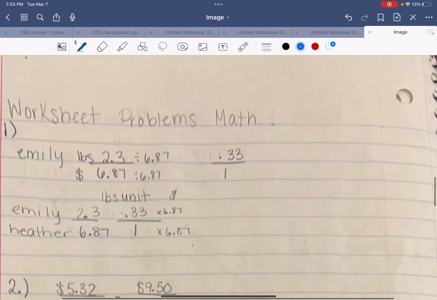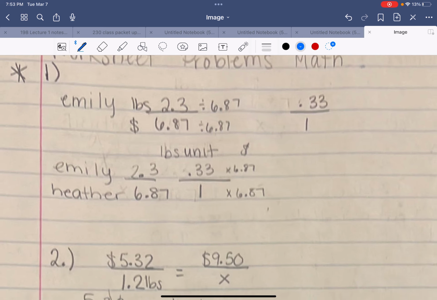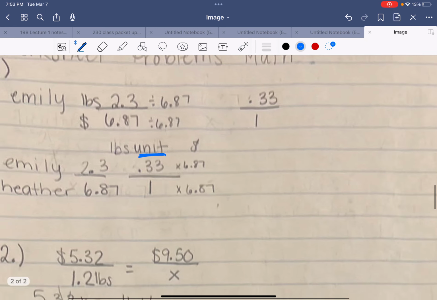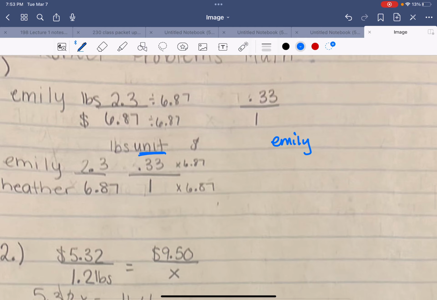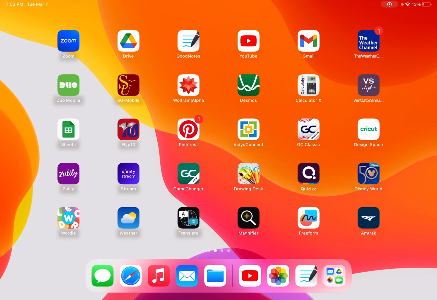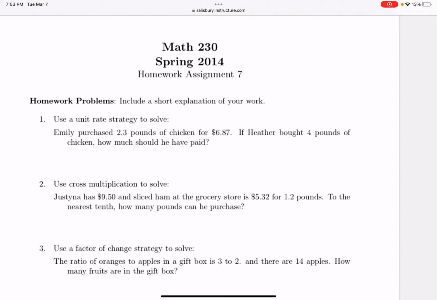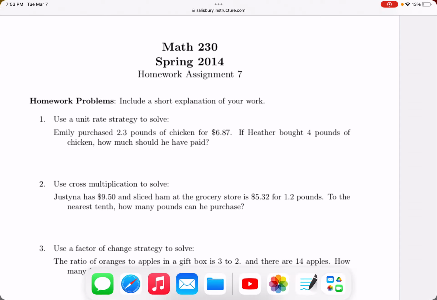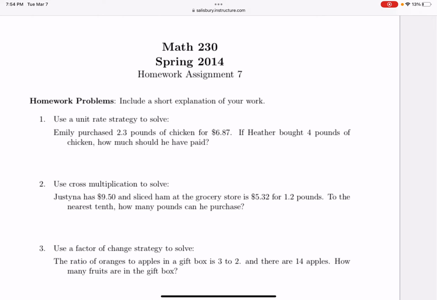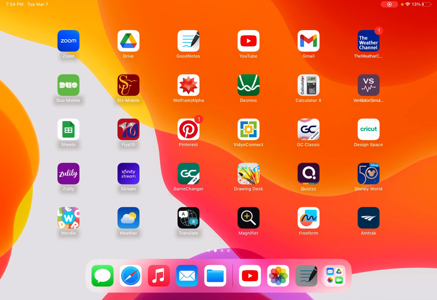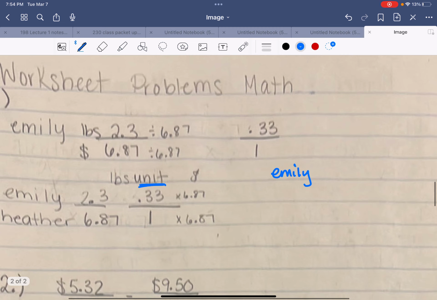When you go down to number 1, you're doing a lot of good stuff here. So what I noticed so far is that you've got your unit rate here. I think your labels are in the wrong position, and that's what's kind of throwing you off. So I would have Emily up top. And let's see, hold on, let me read the question. Emily purchased 2.3 pounds of chicken for $6.87. If Heather bought 4 pounds of chicken, how much should she have paid? And so that means that we're setting up Emily and Heather.